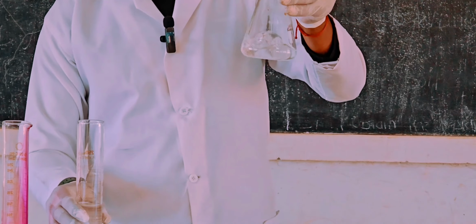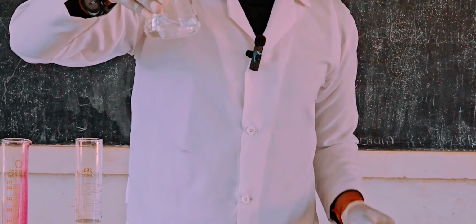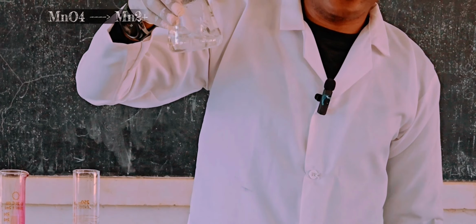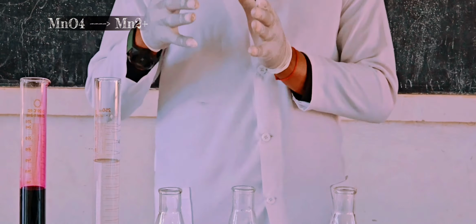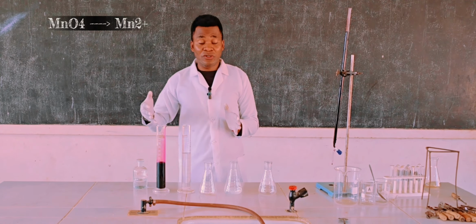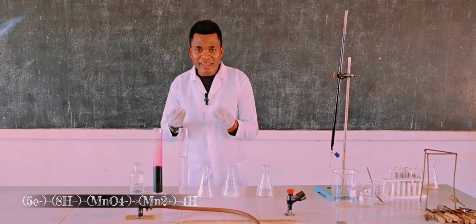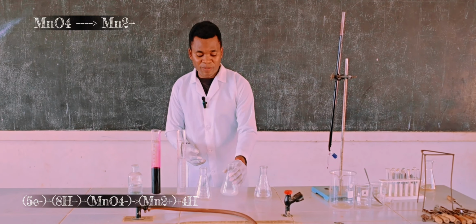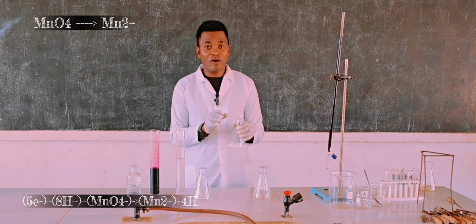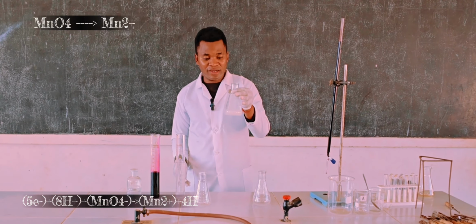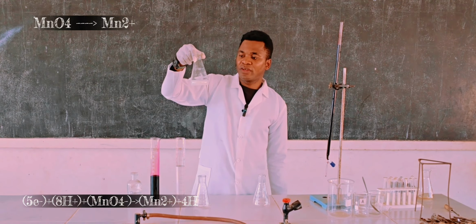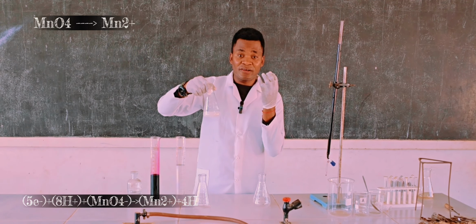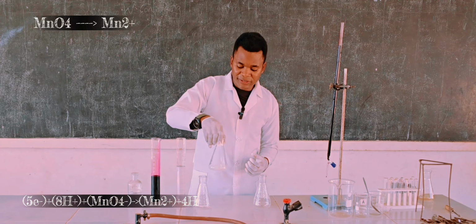It is getting clear. This is the color for manganese 2 plus ions. It means in this reaction the permanganate has been reduced to manganese 2 ions. 8 hydrogen ions have been supplied here to remove oxide from the complex and to get the manganese 2 ions. Very clear now. See my first conical flask, which has manganese 2 ions. The reduction reaction has completed.